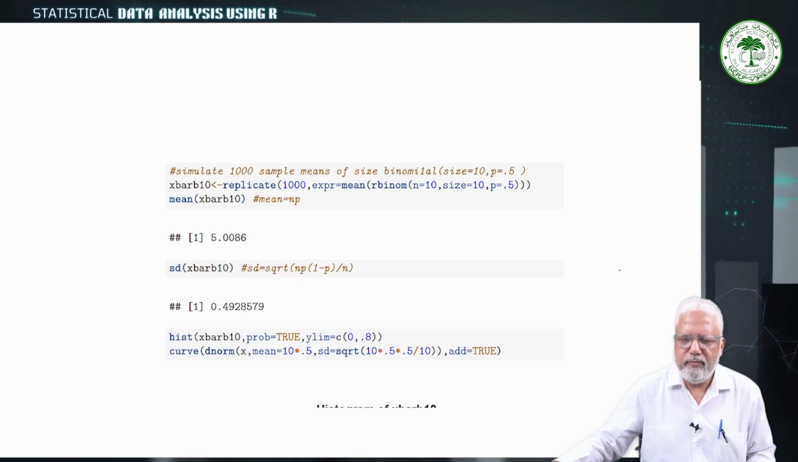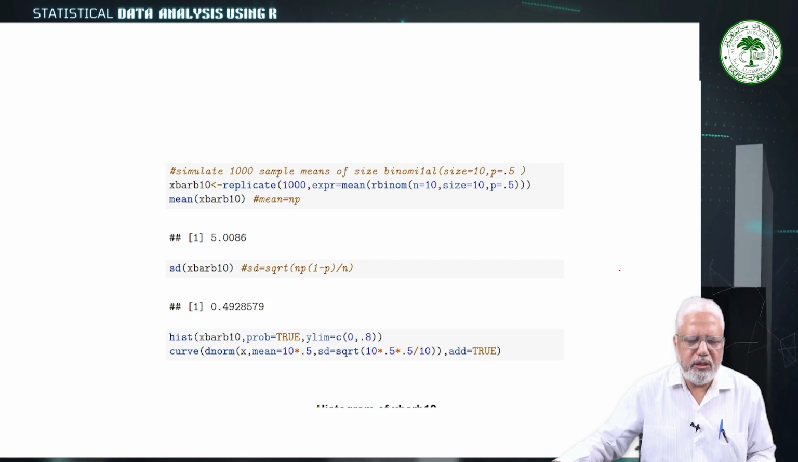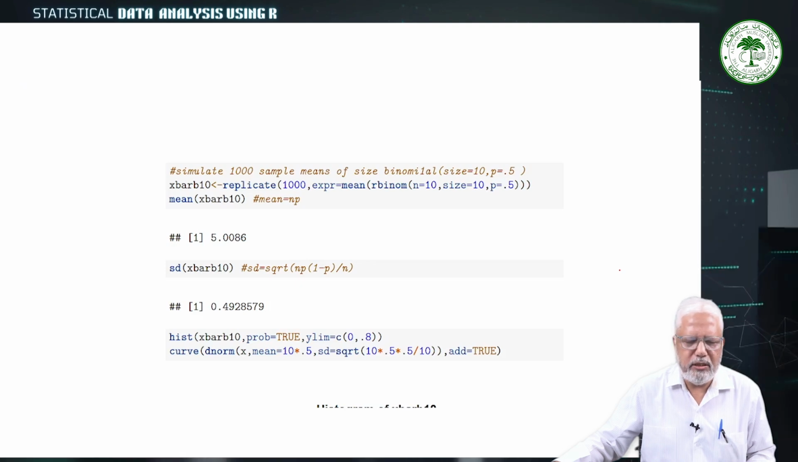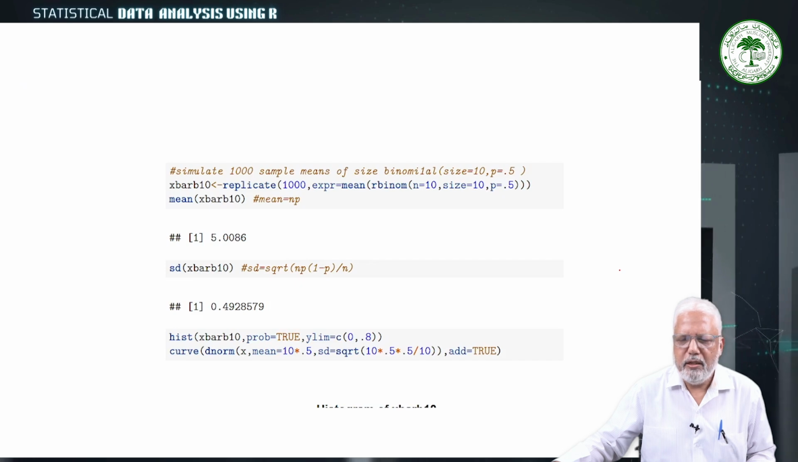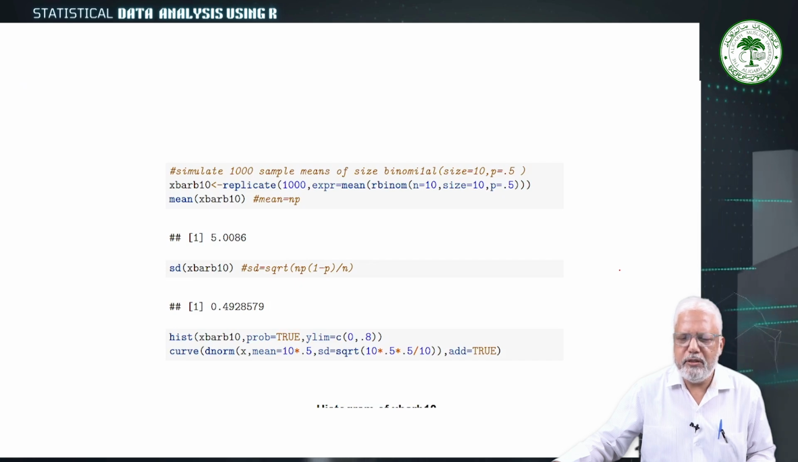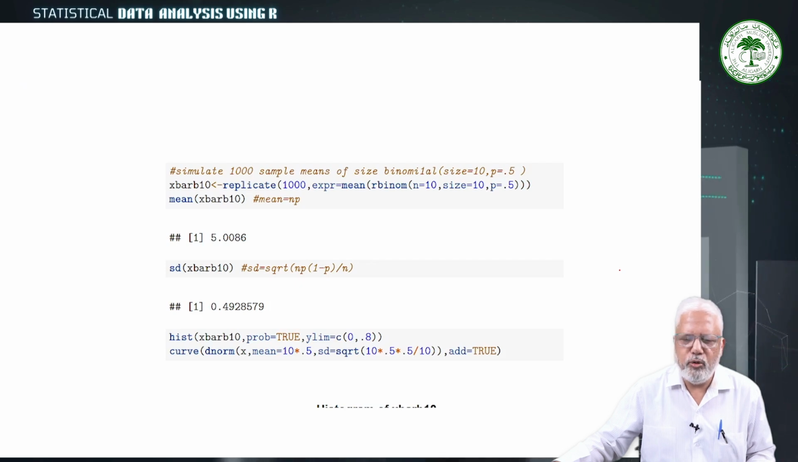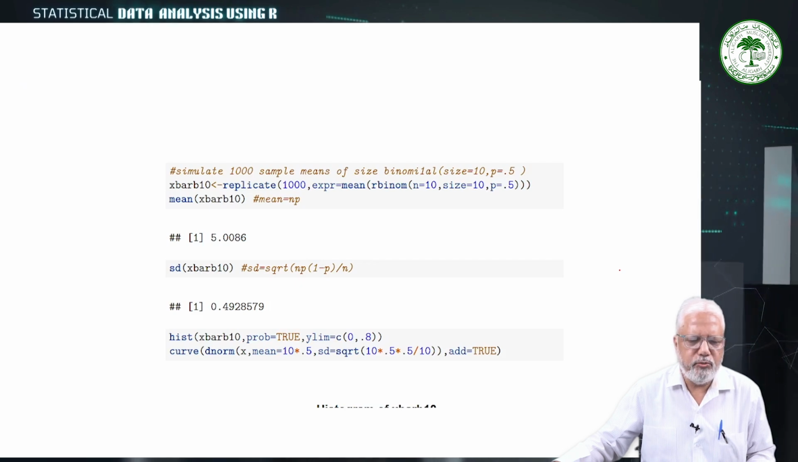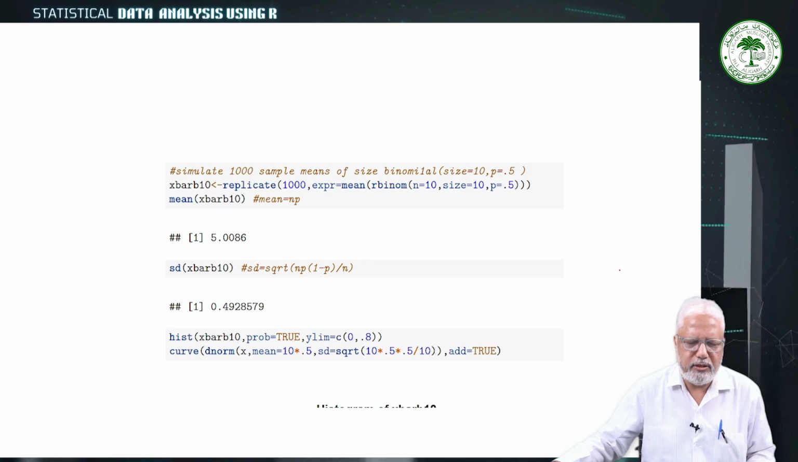So, as a result, with binomial probability p, the mean is 5.008, and actually this mean is nothing but np, where n is the size and p is the parameter. So, n into p, that is 10 into 0.5, so that will be 5. So, the simulated mean is 5.0086.